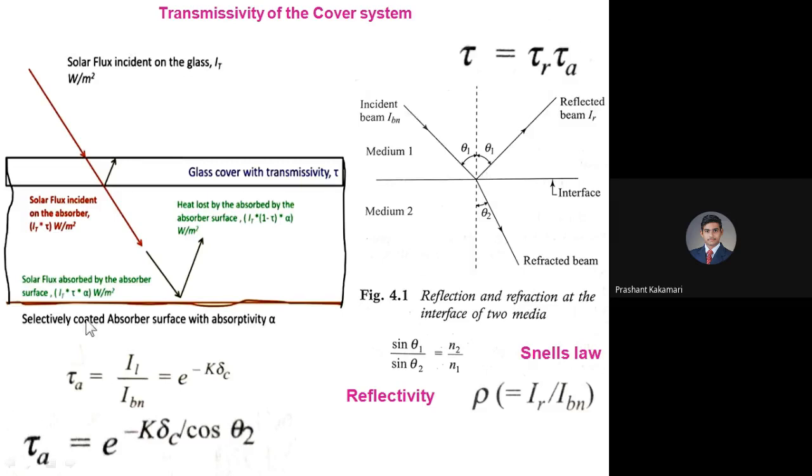In the left sketch, you can see again one glass cover is taken. The beam of light with radiation or the energy like heat is passing through the glass cover. While passing through the glass cover, it is going to have some refraction where theta 2 will be there. Means there will be a change in the angle from incident to refracted beam. But for the incident to reflected radiation, there is no change in angle. This is the law given by Snell's law. That is one case. Once this energy passes through the plate, at the bottom you can see we have the selective coated absorber surface with some absorptivity alpha.